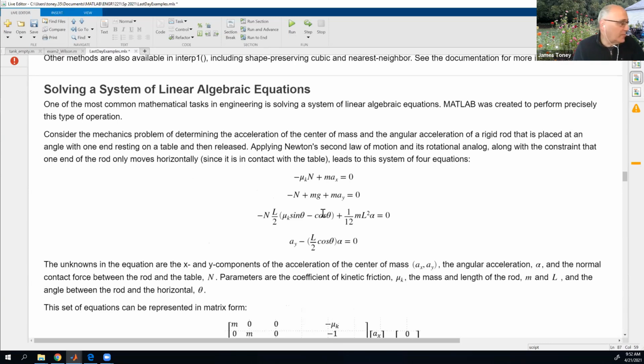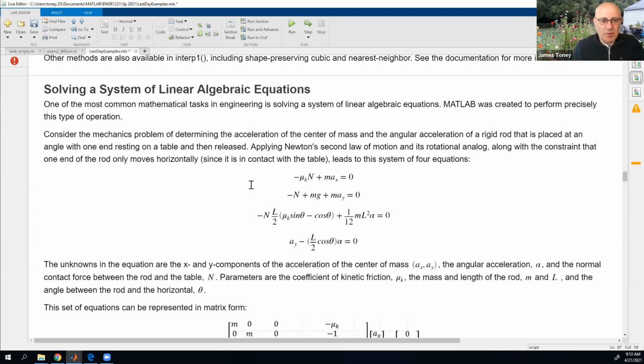And this particular problem, by the way, you take a rod, hard to do this on camera, but you take a rod, you set it at an angle, and you release it, and then it falls and rotates at the same time. So the question is, at the instant you release it, what's the acceleration of the center of mass? And what's the angular acceleration? So how quickly is the center of mass falling? And how quickly is it rotating in terms of acceleration?